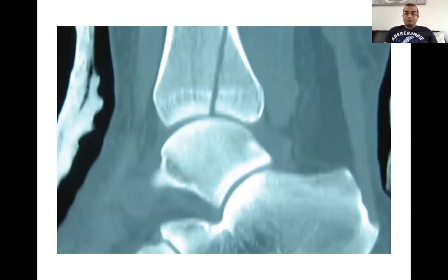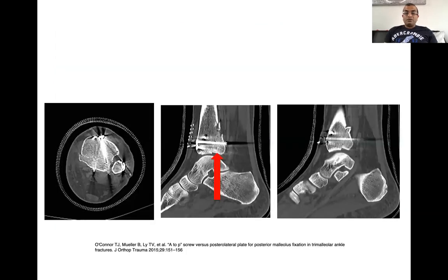Now, if we see the posterior malleolar fracture, the forces that are sustained by this posterior fracture fragment are the shear forces, which tend to push it upwards. If we do fix them anteroposteriorly, there's evidence to show that these shear forces may cause further displacement, and the anteroposterior screw is not the best biomechanical construct to resist these shear forces.